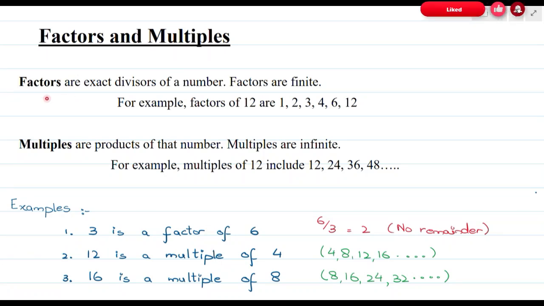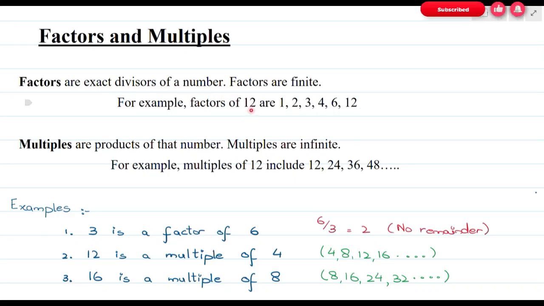Factors and multiples. Factors are exact divisors of a number. So keep it in mind, factors are basically the exact divisors of a number, and factors are always finite. For example, the factors of 12 are 1, 2, 3, 4, 6, 12. So these are the factors of 12. Factors are the exact divisors of that number.